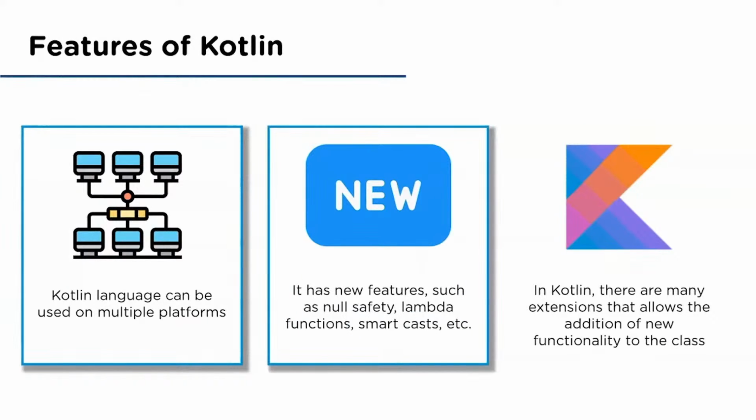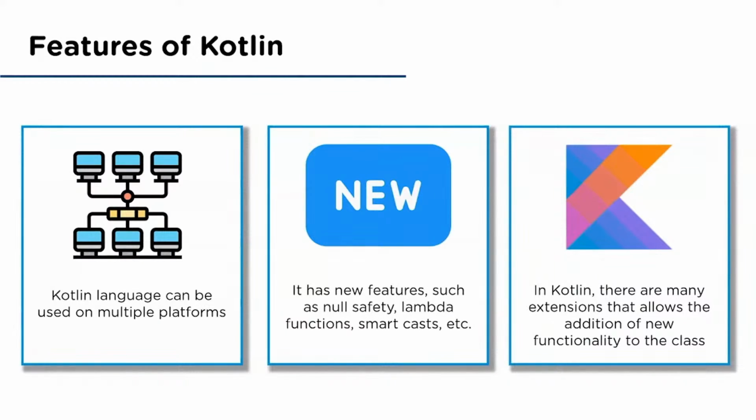Next, Kotlin has some modern features like Null Safety, which is a feature to reduce the problems associated with null references. Then the Lambda function, which is an anonymous function, and the smart casts, which are used to track conditions inside the if expression. Next, in the Kotlin language there are many extensions which allow us to add functionality without inheriting from the class or using any decorator pattern. This feature makes the code easy to maintain and read.